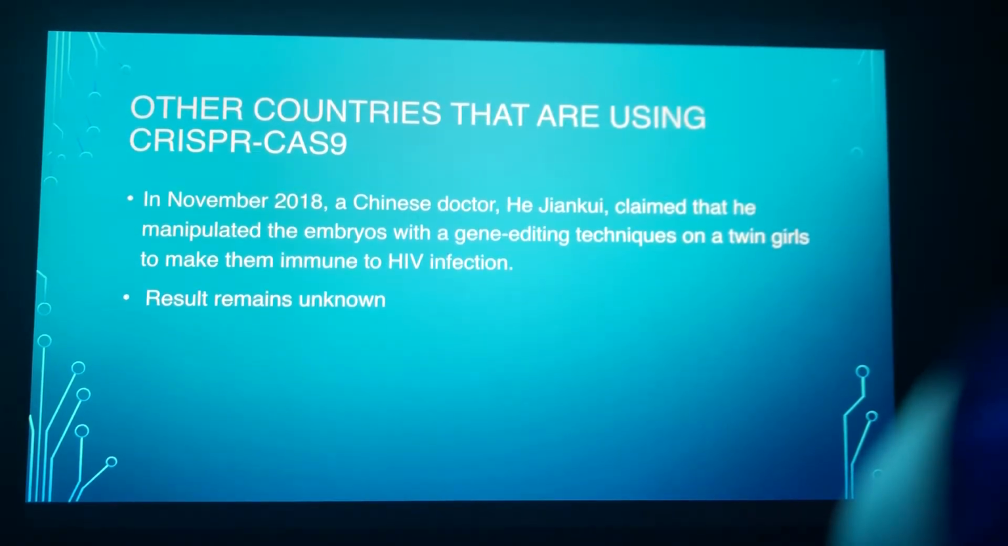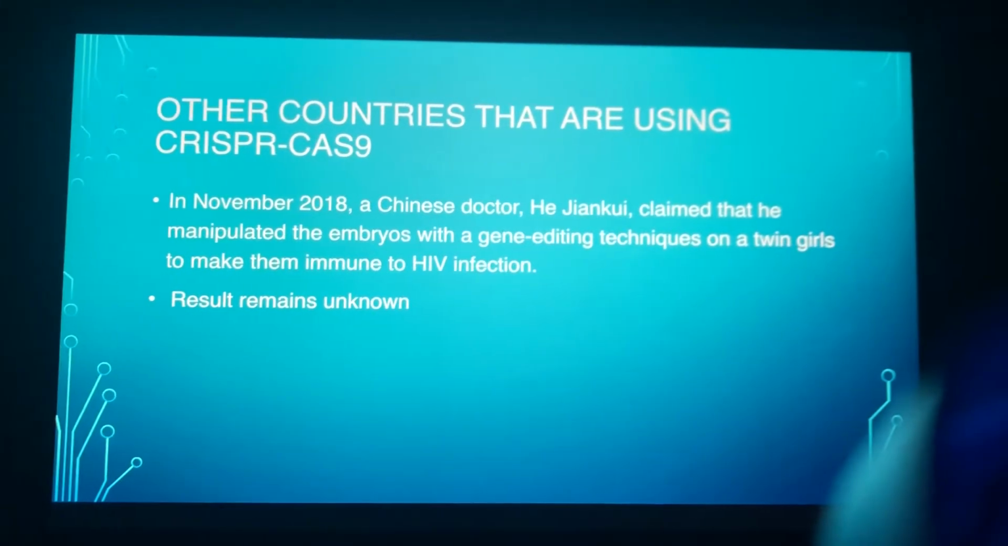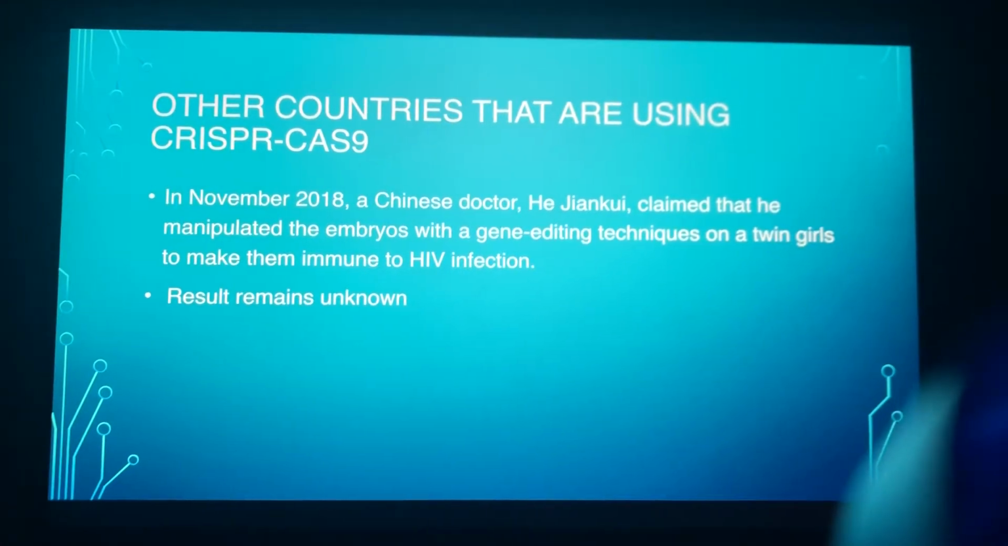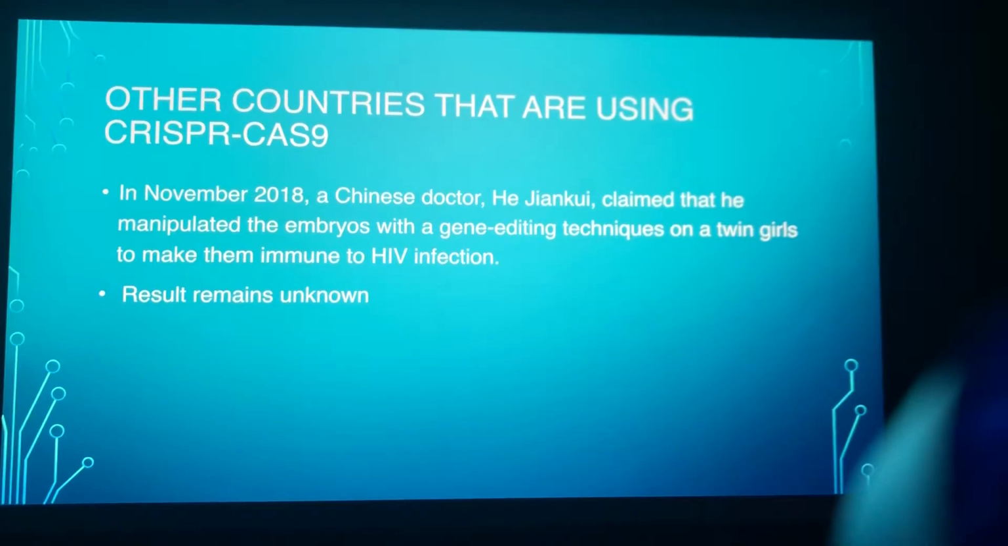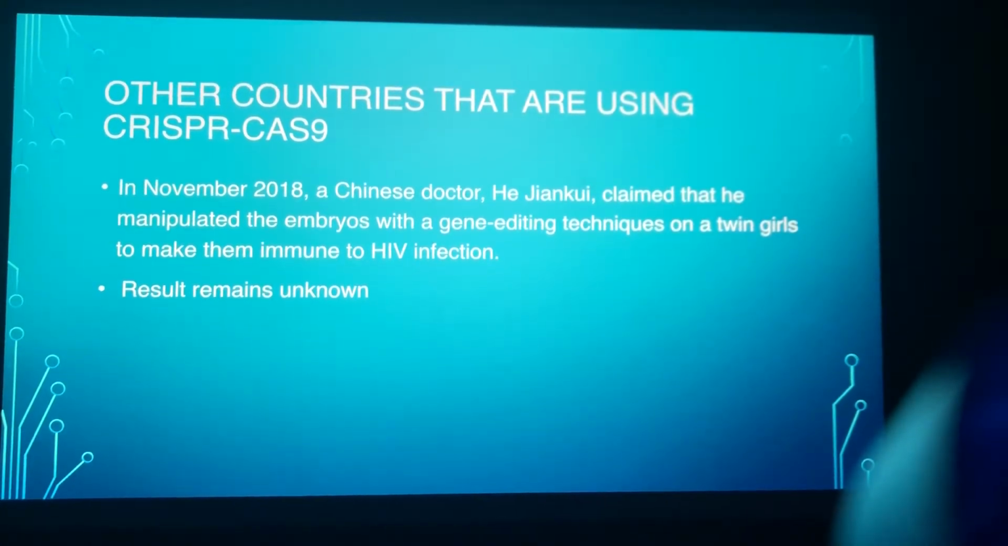Other countries that are using CRISPR-Cas9. In November 2018, a Chinese doctor, He Jiankui, claimed that he manipulated the embryos of twin girls with a gene editing technique to make them immune to HIV infection. The result remains unknown.